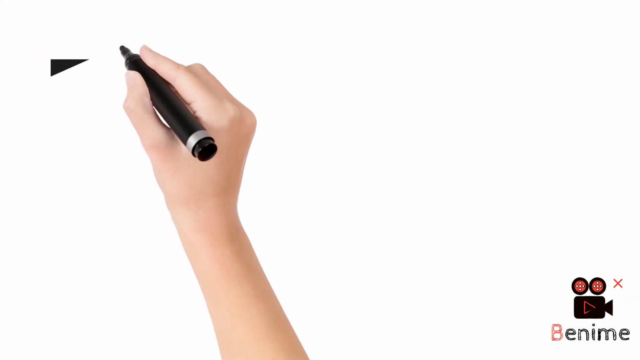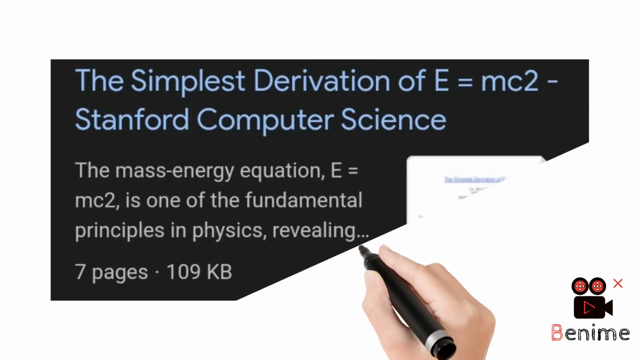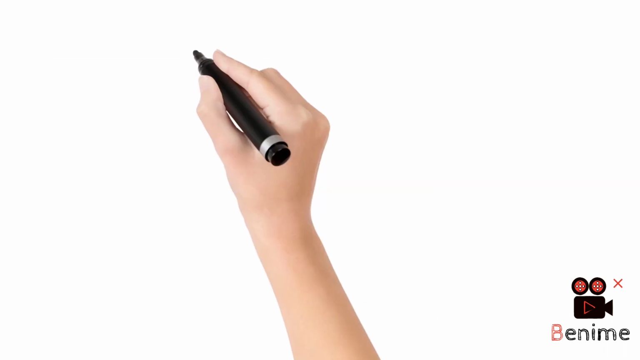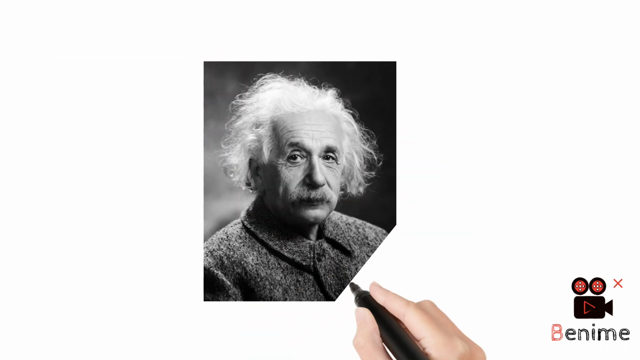So, I stumbled upon an article which claimed to have the world's quickest and simplest derivation for E equals mc², so today I'm going to show that derivation in this video. The derivation is completely different from the Einstein derivation, but it's worth learning, so let's begin.